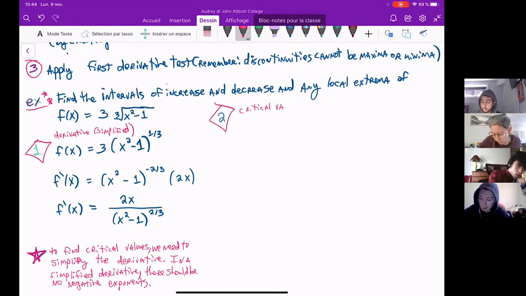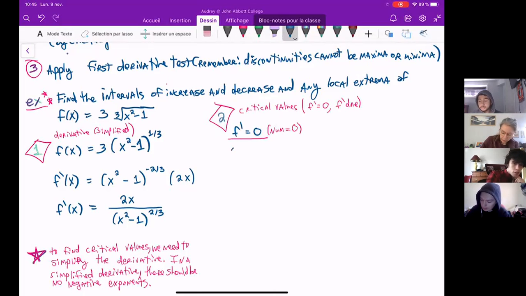And who remembers where critical values occur? You got it. When f prime equals 0 and f prime does not exist. So that's what we're going to do now. We're going to set f prime equal to 0. And remember that when we have a fraction, this is like setting the numerator equal to 0, which means that I'm just looking at 2x equals 0. And so I only get one value there, 2x.